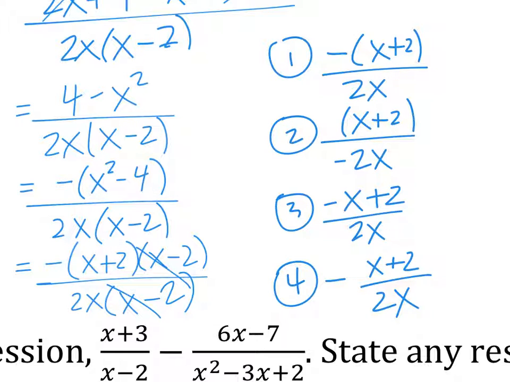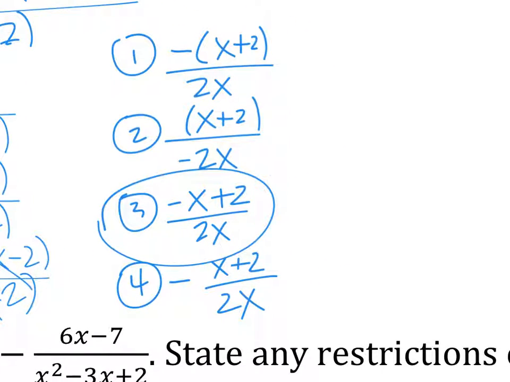Number 1, raise your hand. Number 2, raise your hand. Number 3, raise your hand. Number 4, raise your hand. Okay, you guys are awesome. Number 3 is wrong.